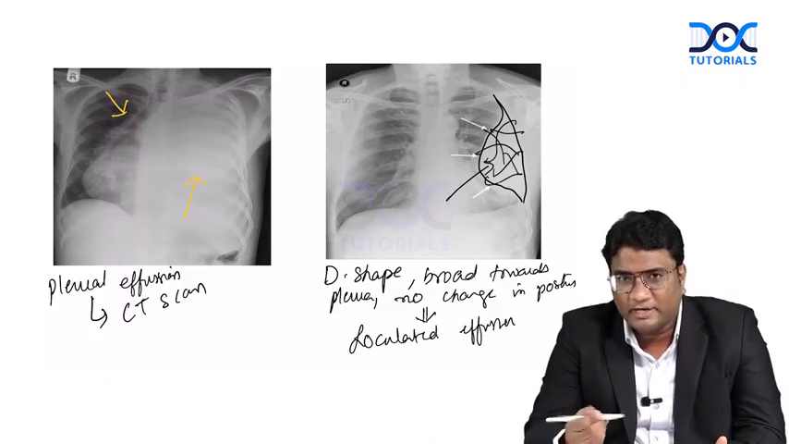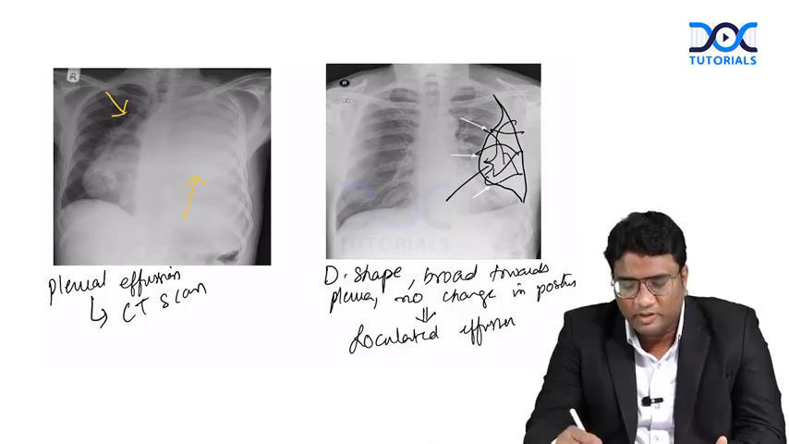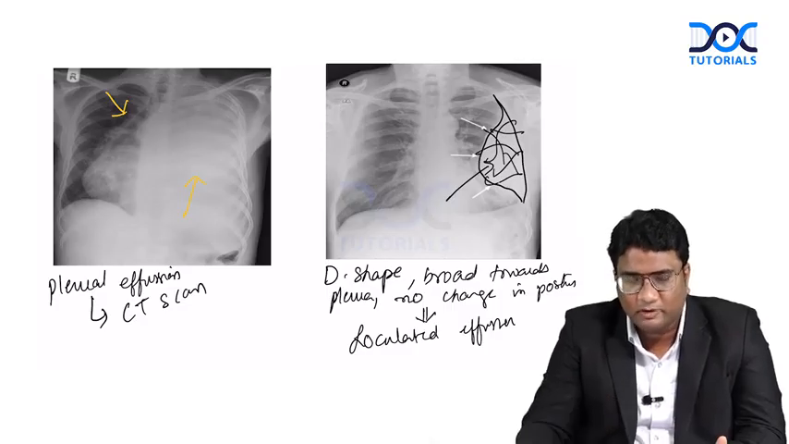And it is also difficult to aspirate on ultrasound guidance, because there are so many locules and septations. It is very difficult to aspirate. This is how loculated effusion will appear.